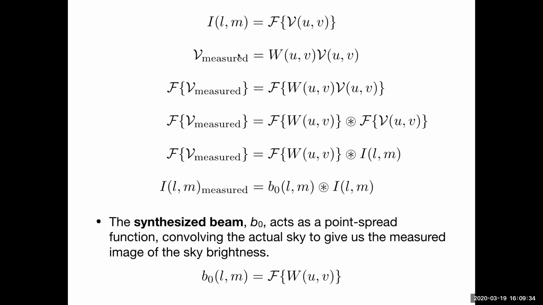So what we can say is that the visibility function is defined over all possible UV values, but what we measure is just whatever our sampling function, where we have the measurements, is times the true value, which we don't actually know. So we can then say, okay, what happens when we inverse Fourier transform this? So that's the inverse Fourier transform of the product, which brings us back to our convolution theorem. So it's the convolution of the two functions. The inverse Fourier transform of the visibilities, of course, is the sky brightness distribution.